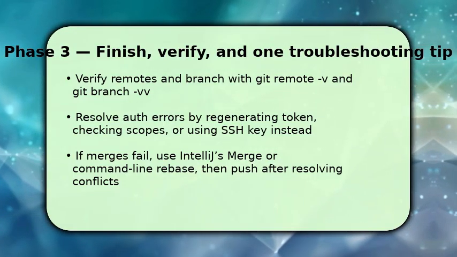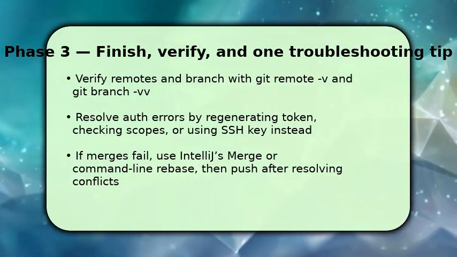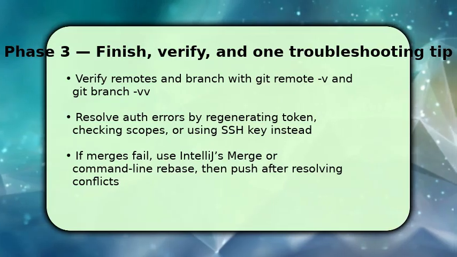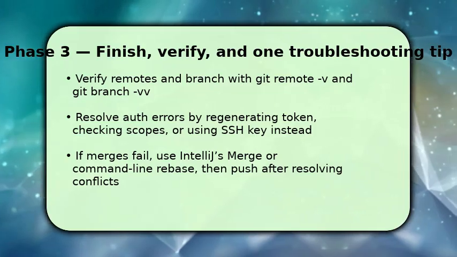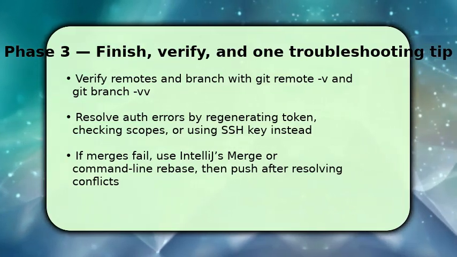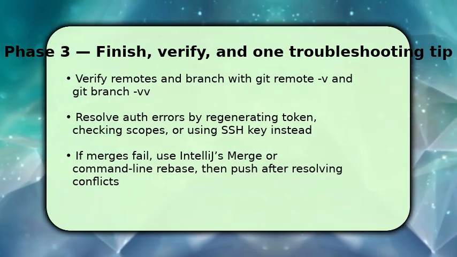If you see auth errors, regenerate the personal access token, ensure repo scopes are included, or switch to SSH keys and add them to your GitHub account and IntelliJ. If push rejects due to conflicts, fetch, resolve merges using IntelliJ's merge tool or the command line. Then commit and push again. That completes the link.